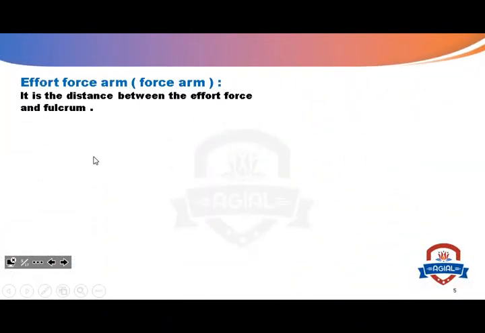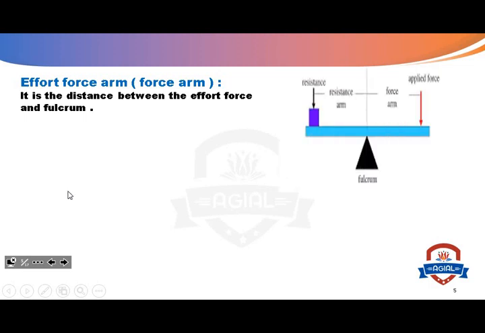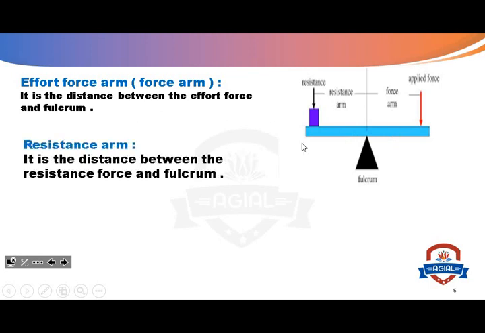What is the meaning of effort force arm? It is the distance between the effort force and the fulcrum. The distance between the fulcrum and the effort force is called the force arm. The resistance arm is the distance between the resistance force and the fulcrum.